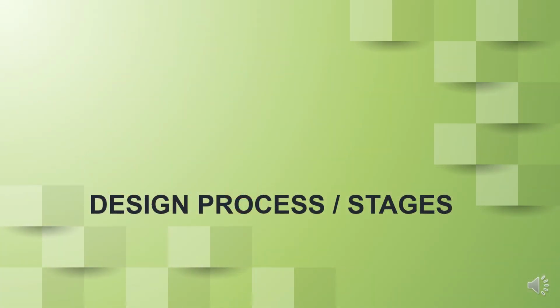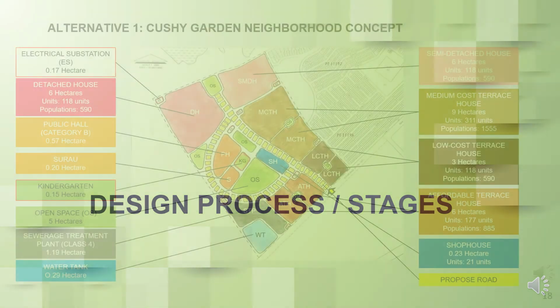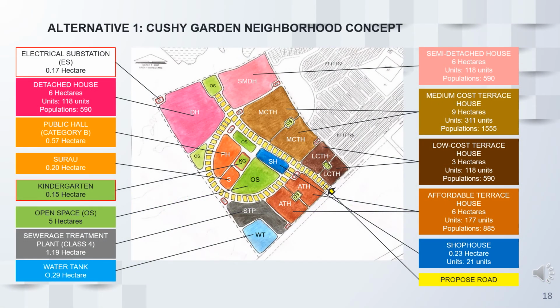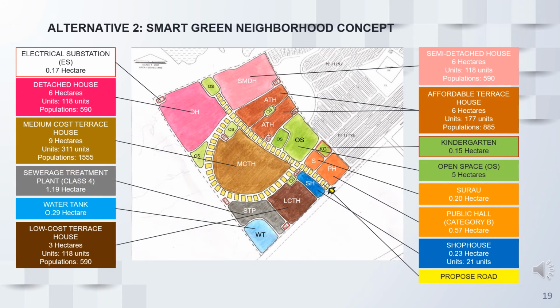Design process and stages. This is the distribution and arrangement of each land use for Alternative 1, Cushy Garden Neighborhood Concept. This is the distribution and arrangement of each land use for Alternative 2, Smart Green Neighborhood Concept.